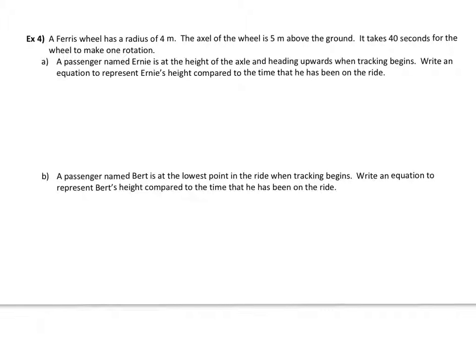Okay, this example is talking about a Ferris wheel. It has a radius of 4 meters. The axle of the wheel is 5 meters above the ground. It takes 40 seconds for the wheel to make one rotation. A passenger named Ernie is at the height of the axle and heading upwards when tracking begins. Write an equation to represent Ernie's height compared to the time that he has been on the ride.